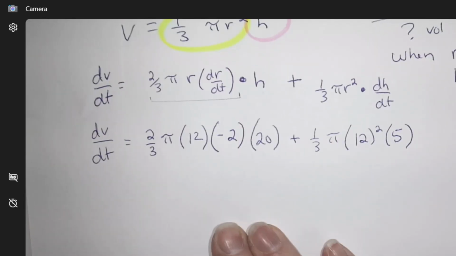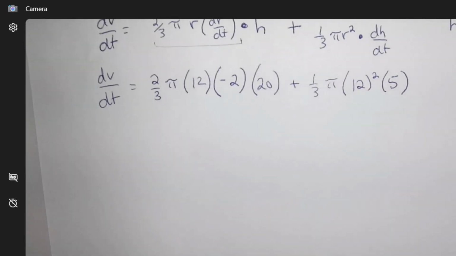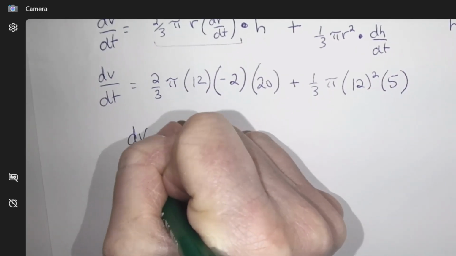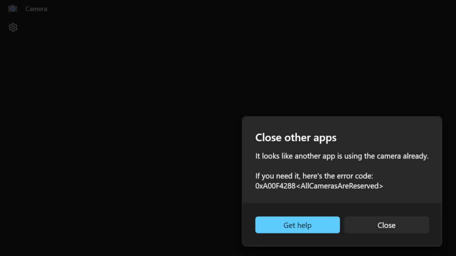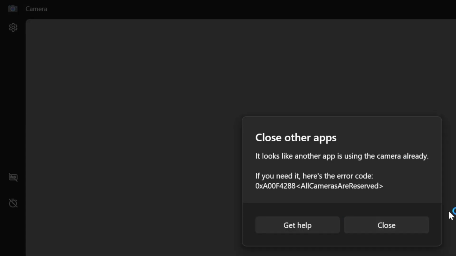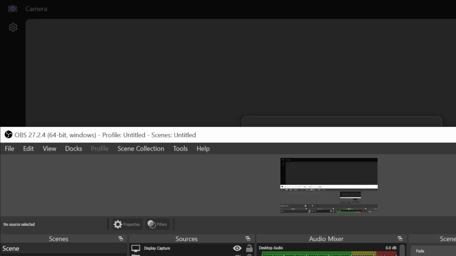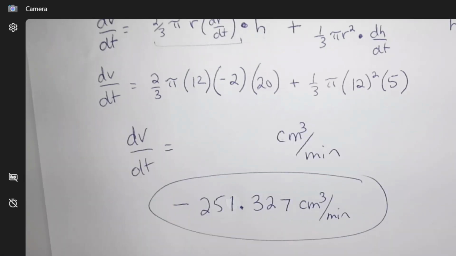Okay, run that entire thing through. You should get a number. So the change in the volume with respect to time, and whatever your number is, what you always do on your test. So what is... Okay, so the volume is decreasing by that many, and then units on your test, so centimeters cubed per minute.